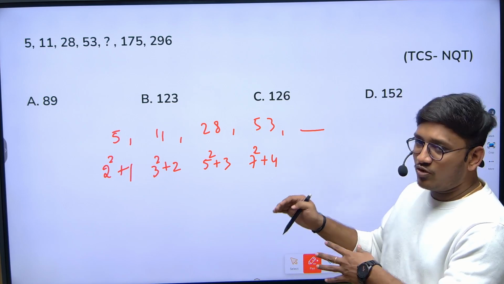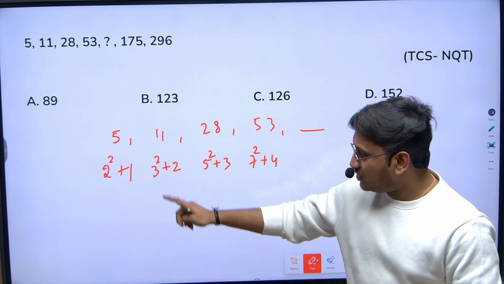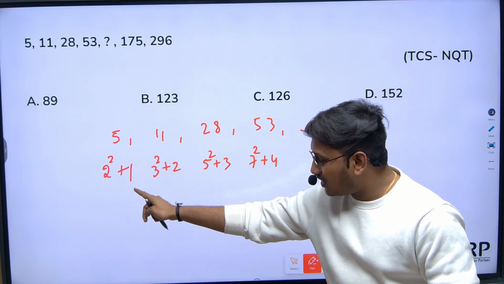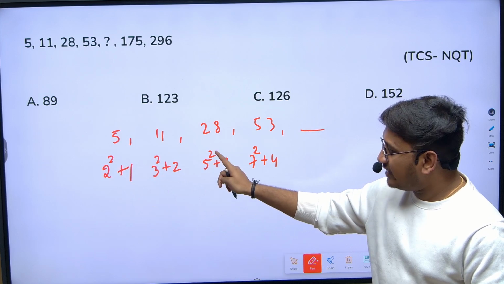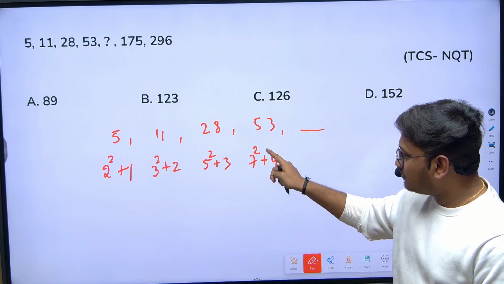So you should think about different types of logics. Okay, so here, 2 square, prime number square plus 1. Next prime number square plus 2. Next prime number square plus 3. Next prime number square plus 4.